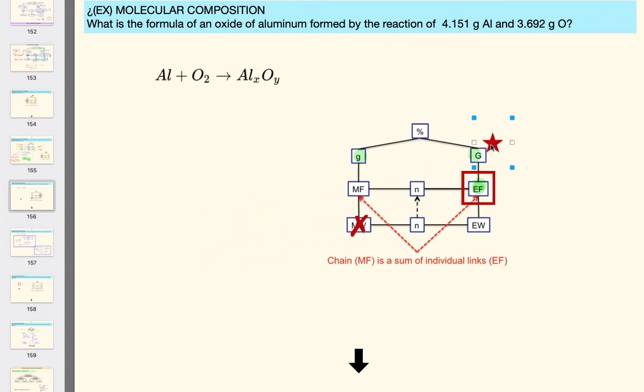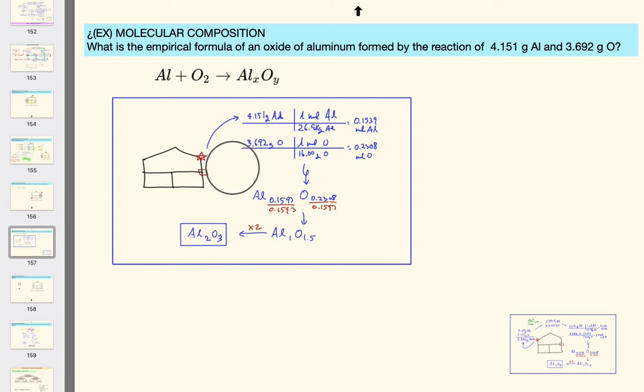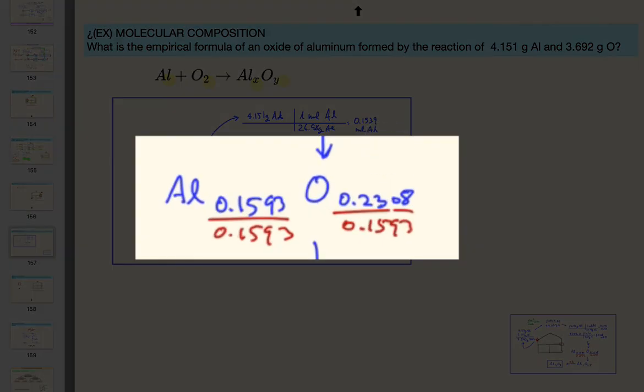I'm going to place my star by grams, and I can see now how I'm going to map this problem. I'm going to merely go from grams to empirical formula. So the first thing is to convert the grams of material given to moles, because what? A formula represents moles. Those are mole count. The 4.151 grams of aluminum is going to convert to 0.1539 moles of aluminum. And the 3.692 grams of oxygen is going to convert to 0.2308 moles of oxygen.